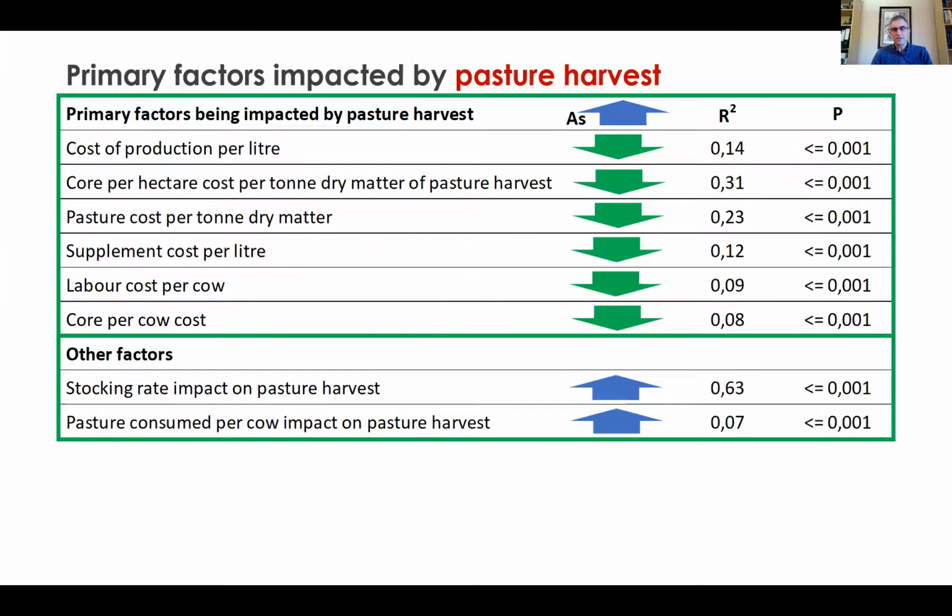Increasing stocking rate plays a significant role in increasing pasture harvest, which underpins the requirement to have sufficient cows grazing per hectare to optimise pasture harvest. This table now includes the South African R-squared values, with the red numbers being those where bias in the data may be impacting on the result.